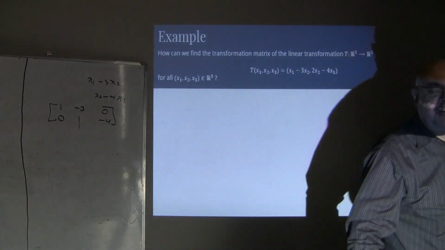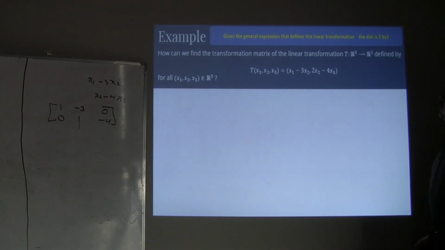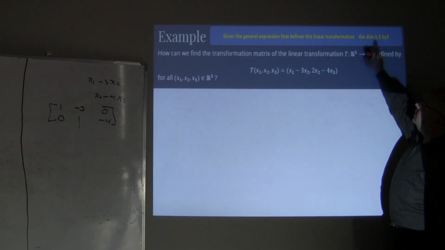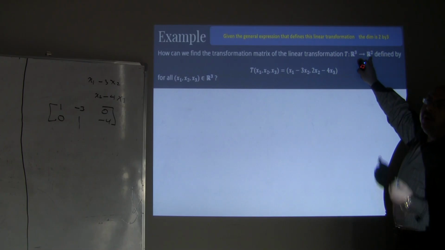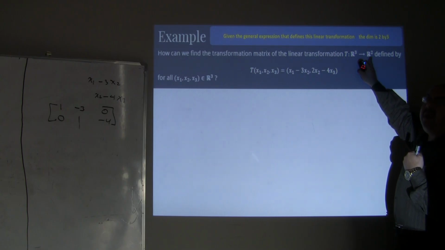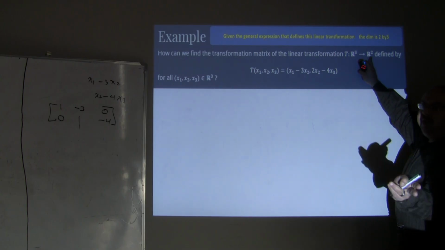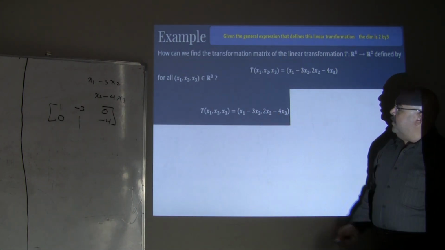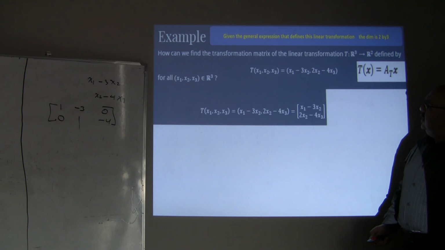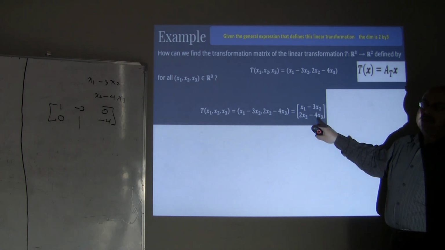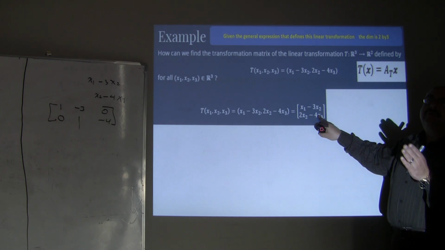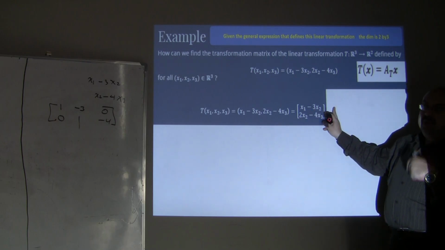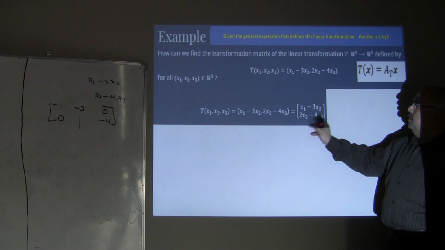Okay, let's do it fast. In order to do this, given the general expression that defines the linear transformation, the dimension is from R3 into R2. So I'm expecting that the matrix will be 2 by 3. Okay, perfect. Second step. These are the two functions, so I can easily write them as a matrix. If I want to go for rows, it's going to be 1, negative 3, and 0. That's the first row. Second row will be 0, 2, negative 4.